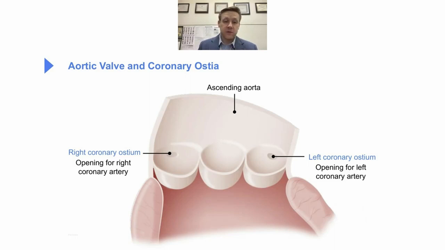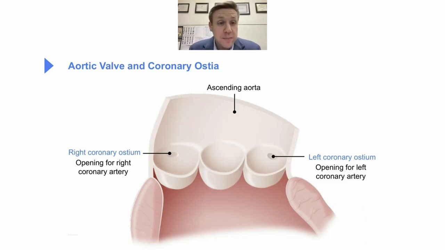Similarly, on the left coronary cusp, the left cusp of the aortic valve, we would see a hole called the left coronary ostium, and that'll be the opening for our left coronary artery. And this one here, which is the posterior cusp, if you were looking from above, you would see right, left, and posterior.